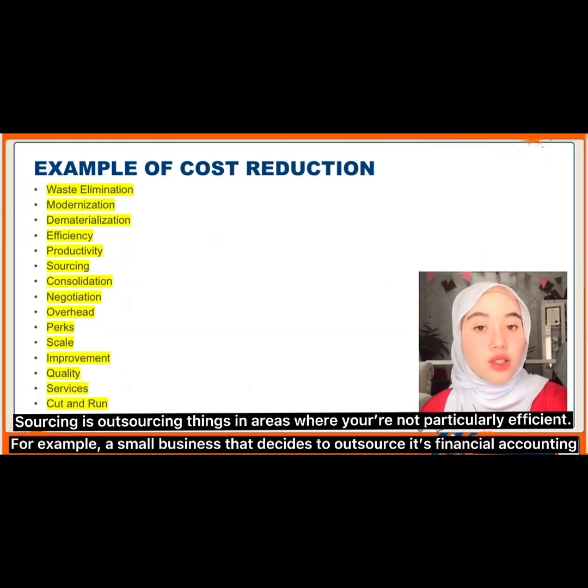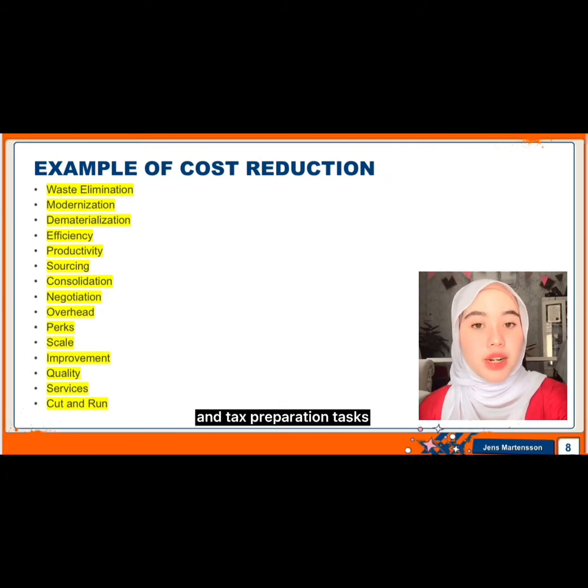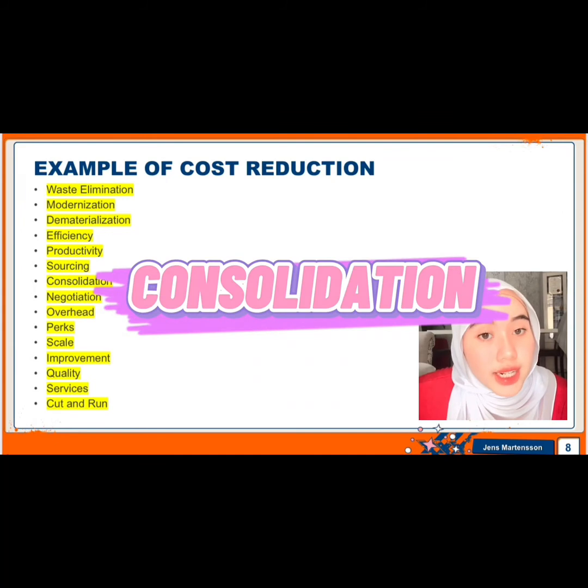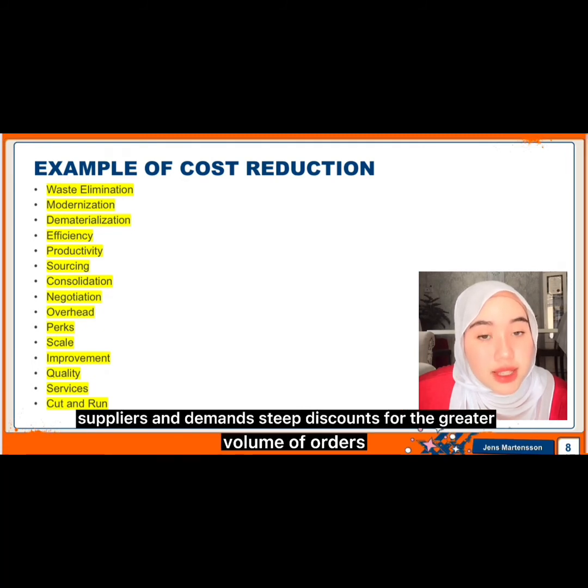Sourcing is outsourcing things in areas where you're not particularly efficient. For example, a small business that decides to outsource its financial accounting and tax preparation tasks. Consolidation is combining things to make them easier to manage or to gain negotiating power. For example, a manufacturer consolidates its suppliers and demands a step discount for the greater volume of orders.